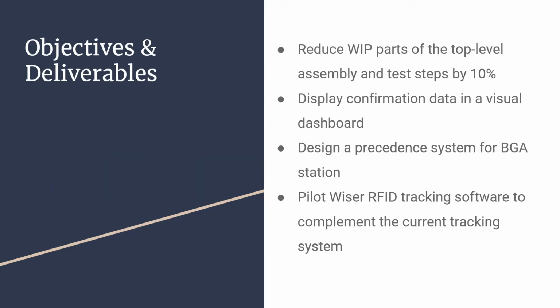The team's overarching goal was to decrease the amount of WIP for this part by 10%. This was done by designing a visual dashboard that displays the progress of parts, a precedence system at the common process area to facilitate flow, and piloting live RFID tracking software to complement the current tracking system.